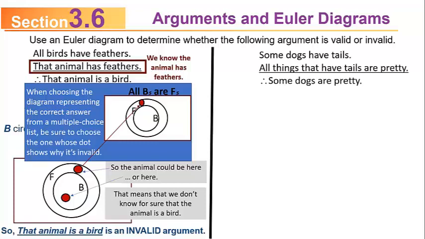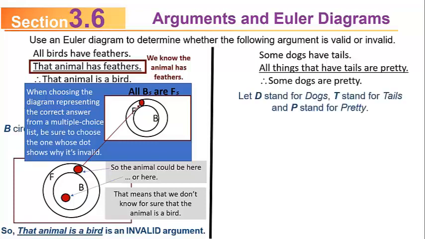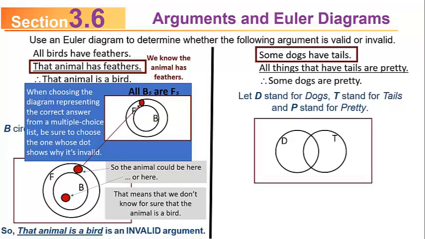How about this one? Some dogs have tails. All things that have tails are pretty. Therefore, some dogs are pretty. Let D stand for dogs, T stand for tails, and P stand for pretty. The first premise says some dogs have tails. That means we're going to put an overlapping D and T circle to allow some dogs to have tails, but the possibility that some don't.